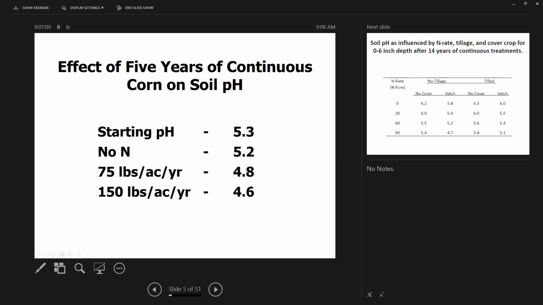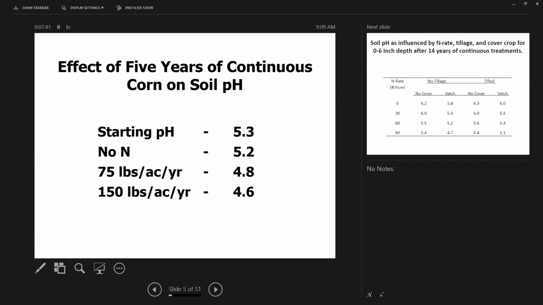They were starting pretty low, a pH of 5.3, but after 5 years of not adding nitrogen, it was pretty much about the same. It dropped a little bit. That's probably just sampling error. The bigger thing is they probably didn't get any yield by not adding any nitrogen. Adding 75 pounds per acre per year dropped it to 4.8, and double that amount drops it to 4.6. So adding this nitrogen is decreasing soil pH, but we can deal with that.